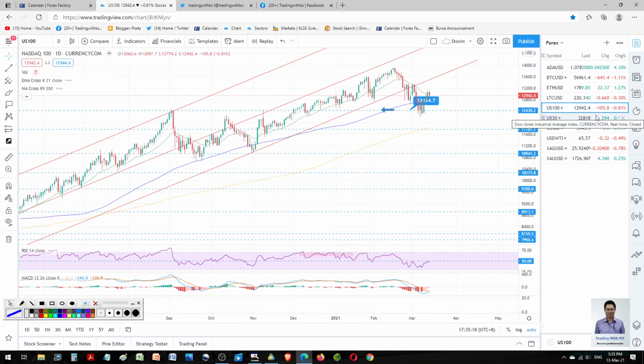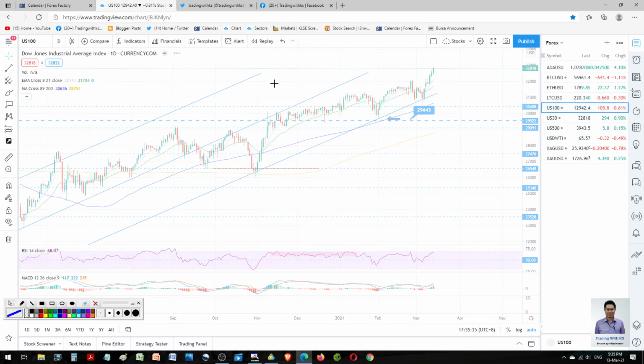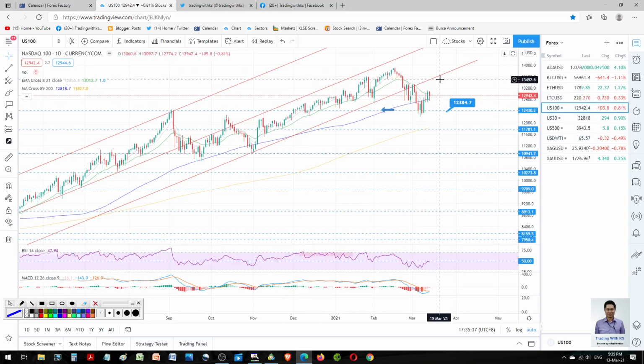Take a quick look at US index. So Nasdaq is on a rebound at 12,384 rebound. It dropped out of the channel, okay. Now after it rebounded, the top of the channel is a resistance. If we can break the top of the channel, we continue to be bullish. Now it's neutral.